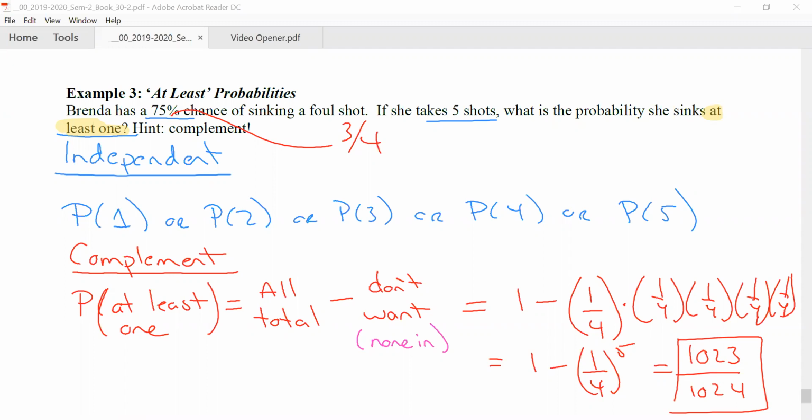If I'm a gambling man, I'm gambling that Brenda here is going to hit at least 1 of her 5 shots. She's pretty good at it. So when I start seeing these words, at least, at most, I want you thinking complement. Maybe there's a better way to do the question.